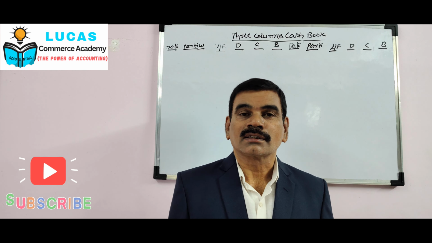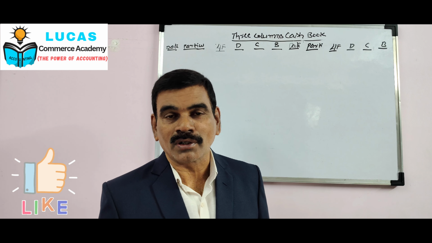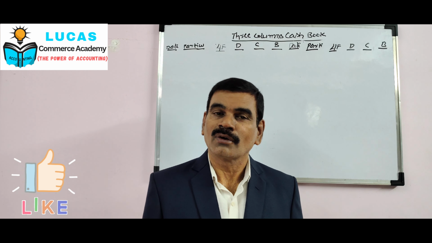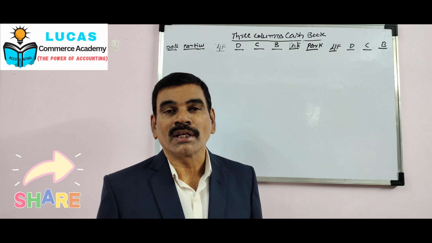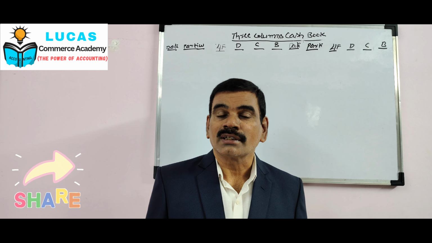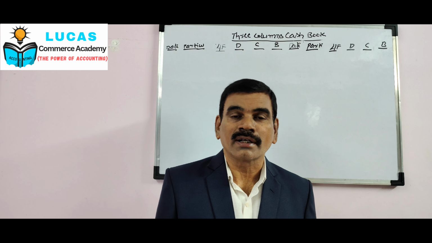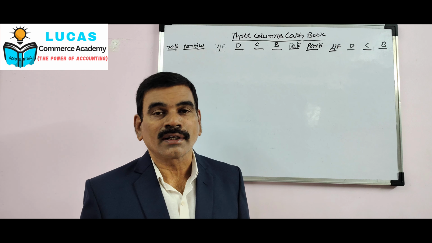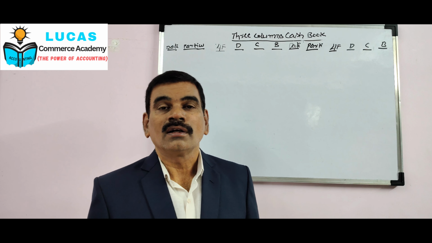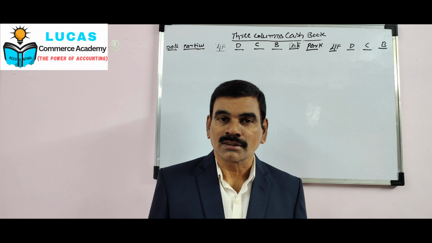Today, let us discuss three columns cash book, which is very important for examination. Okay, good. First, let me give you a recap on cash book. In cash book, all cash transactions are recorded. Credit transactions and non-cash transactions are not recorded here. All receipts are entered on the debit side and all payments are entered on the credit side.